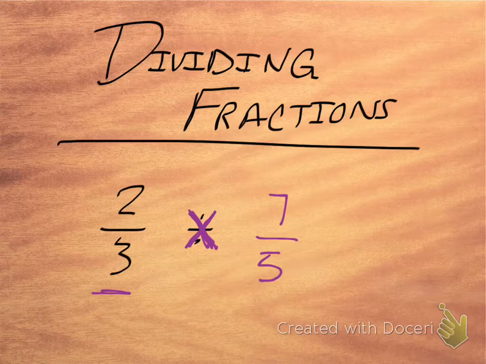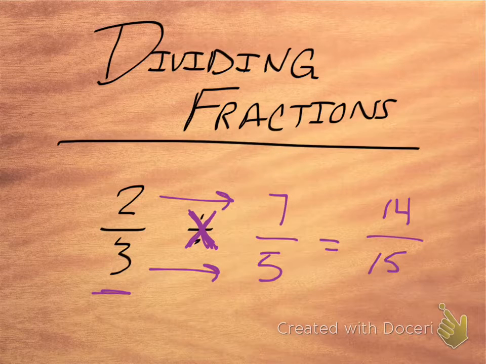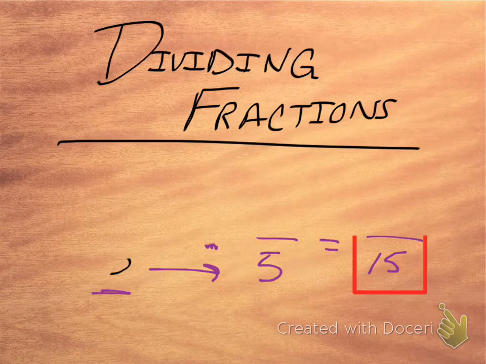And I know my multiplication rules tell me to just multiply straight across. 2 times 7 is 14. 3 times 5 is 15. Cannot be simplified, and that's my final answer. Skip the first, flip the second, and multiply instead of divide. You'll get the right answer every single time. Let's try another example.